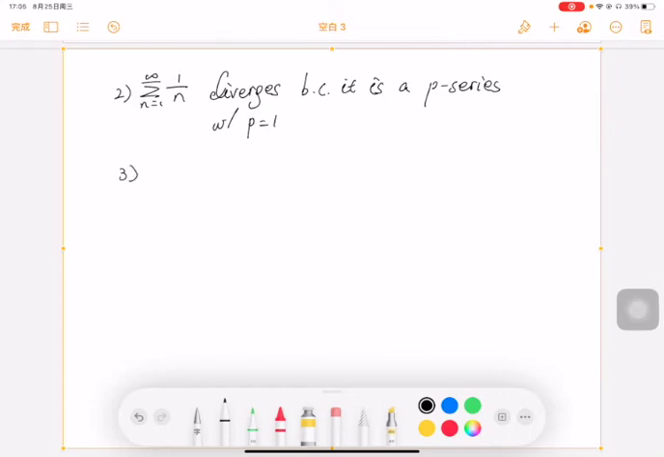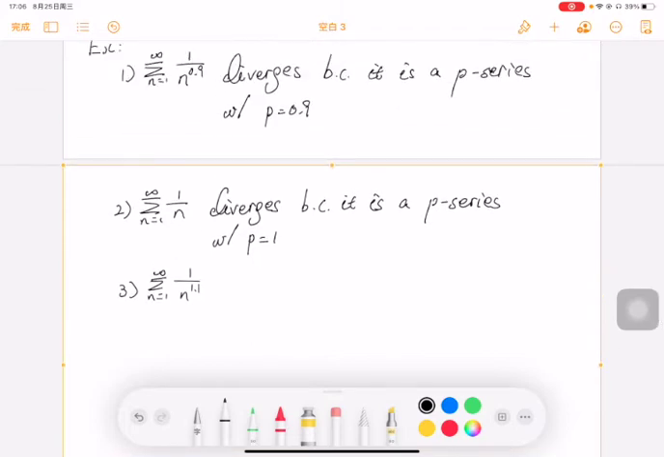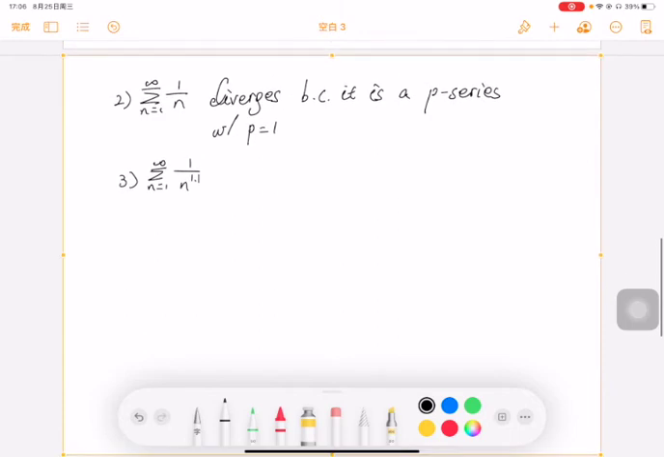Okay, and the last one, the sum n from 1 to infinity, 1 over n to the, say, 1.1. So we're gradually increasing the exponent of the denominator from 0.9 to 1 to 1.1, and we end up with a convergent series.